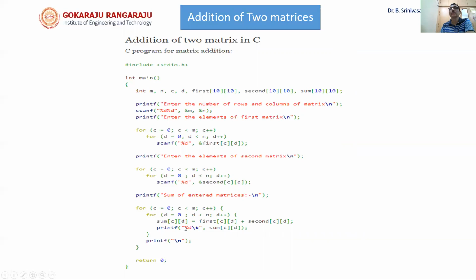Now here in the third part of the program, in the nested for loop, what we are doing is that sum of CD is equal to first CD element plus second CD element, the corresponding elements. So these two corresponding elements are added together and we get the sum of the CD elements. And this is nothing but the element of the third matrix, which is the sum of the first and second, and that will be printed on the screen.